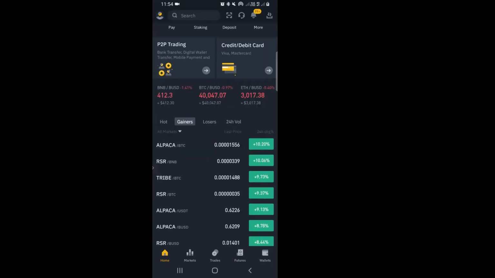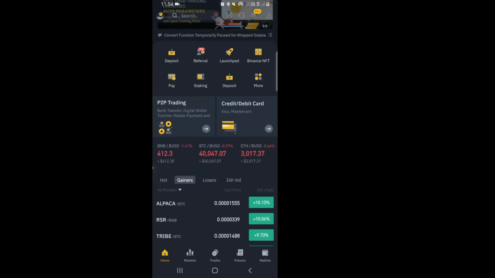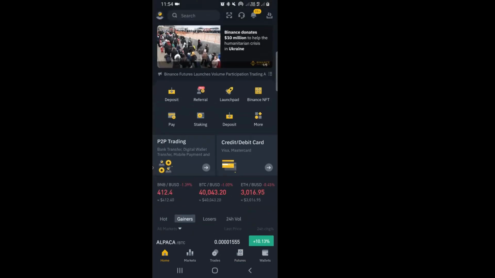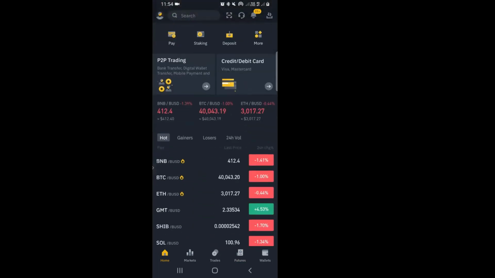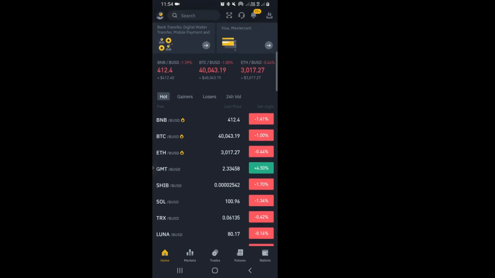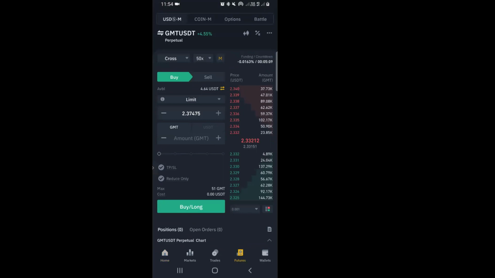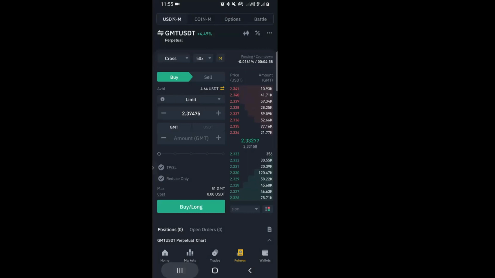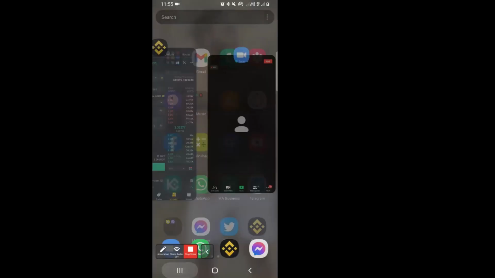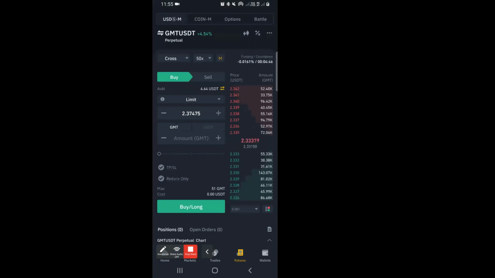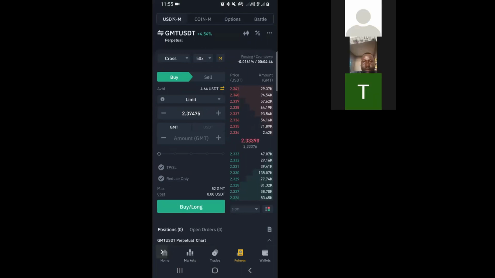So I'm under what we call the spot homepage. Under the footer section, go for the futures. You will see market trades and futures. Now, under this feature, this is what most of you use. Do you get me? This is what most of you guys use.